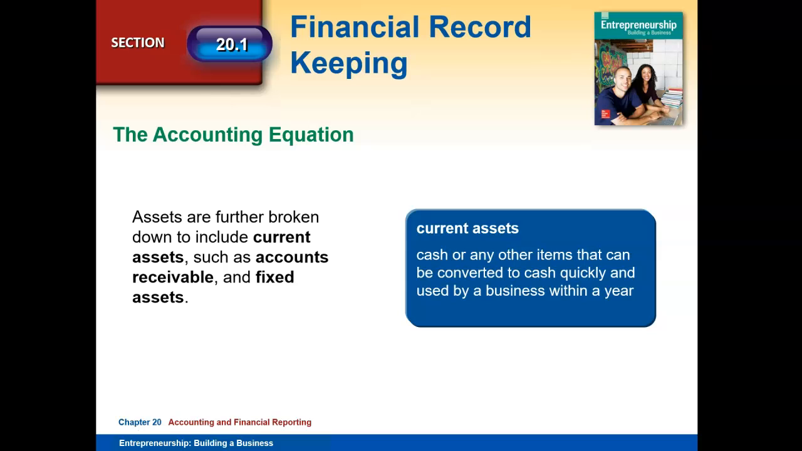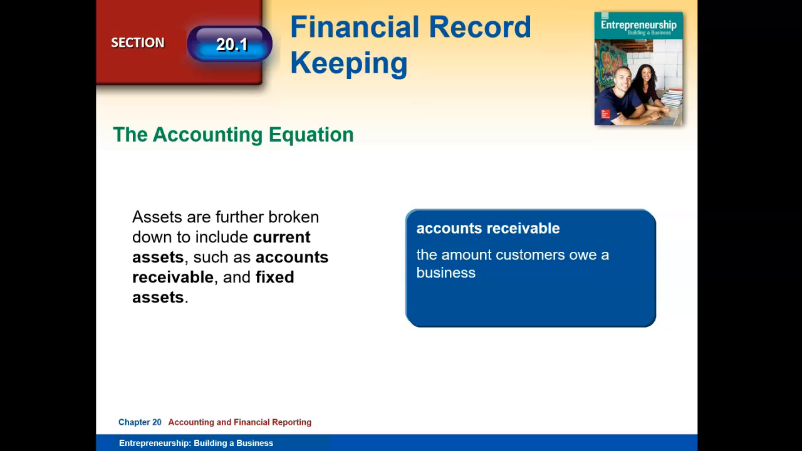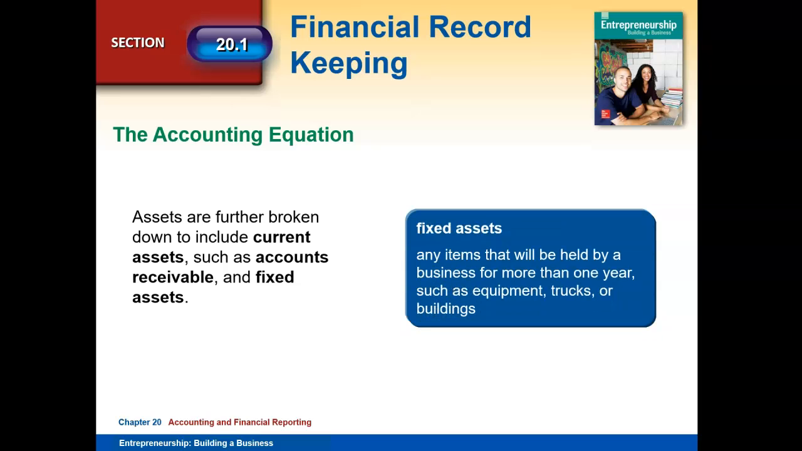Okay, so a current asset is cash or any other items that can be converted to cash quickly and used by a business within a year. That's my 12-month period. Those are all current assets. Accounts receivable is the amount customers owe a business. Fixed assets are any items that will be held by a business for more than 1 year: equipment, trucks, or buildings. These are non-current assets. They'll be held and are not as easily turned into cash.